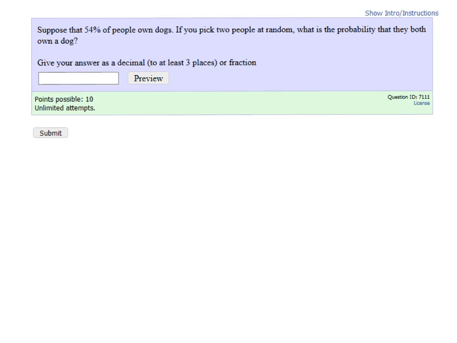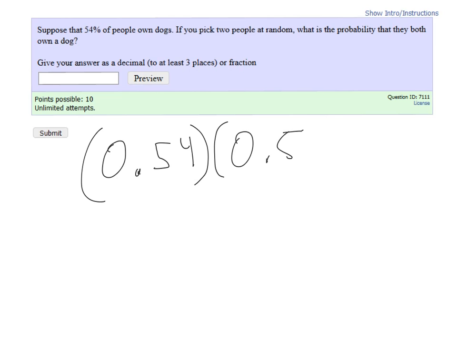So what we can do with this situation is we can say, for the first person, there's a 54% chance, or a 0.54 probability, they'll have a dog. And then for the second person, we can assume that there's no change, that they have an equally likely probability of owning a dog. So we're multiplying 0.54 times 0.54 because that's what they're telling us the probability is. And just so you know, it's the same as taking 0.54 raised to the second power, right?